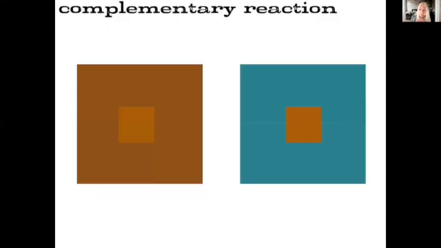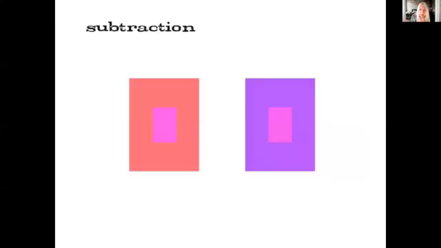Here's another complementary reaction. And there you can see where it's really close to the other color, it tends to look quite different. And then here's our subtraction.